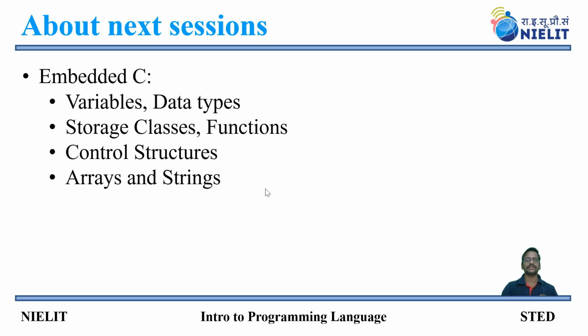So in the next session, we are going to discuss what is meant by variable and what is meant by data types. After that, we will see how to write a C program, and in that we will discuss how to declare variables and data types. Practically, I will try to show using programs also. After that, in the upcoming sessions, we will discuss storage classes and functions. After that, we will discuss control structures and then arrays and strings.